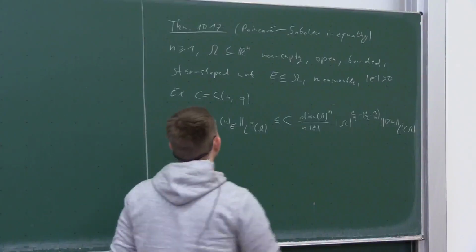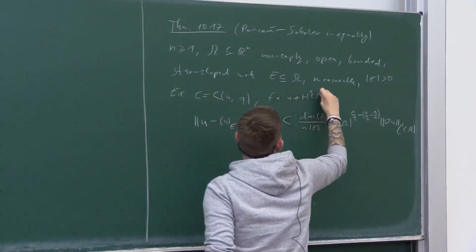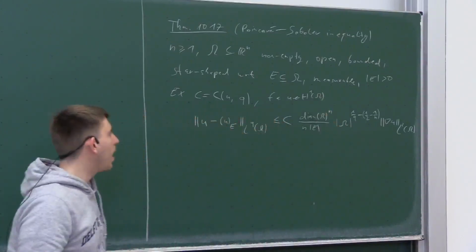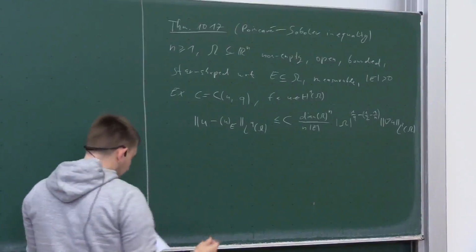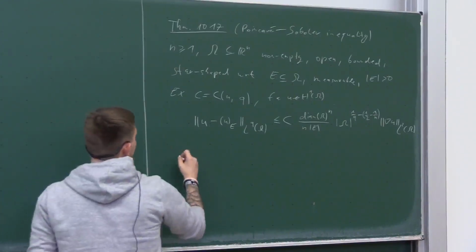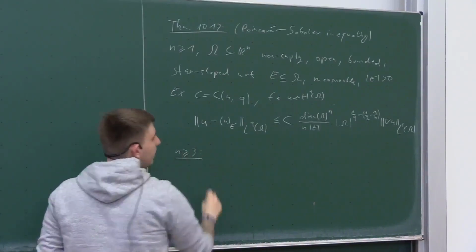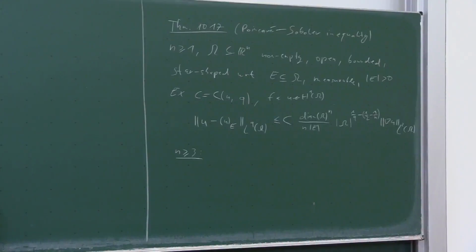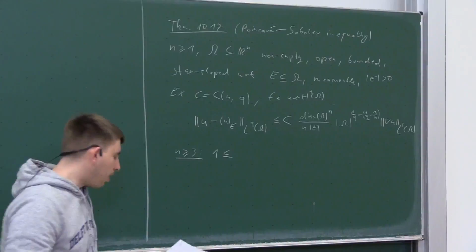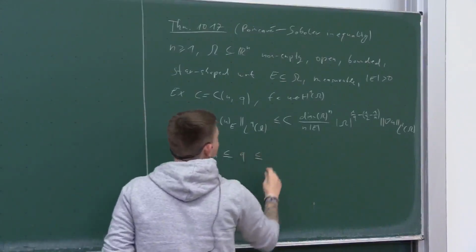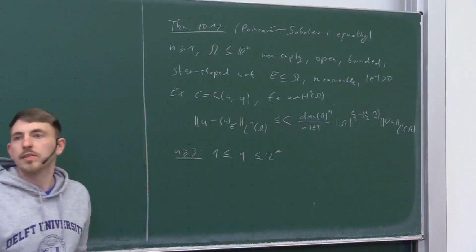We require it for u in H1 of omega. And now I should clarify what this q is. So what is q? We have again different cases. So the first case is that n is at least 3. So this was last time this supercritical case. There we can treat q's that start from 1 and go up to including 2 upper star. So remember 2 upper star, this was this Sobolev conjugate of 2.